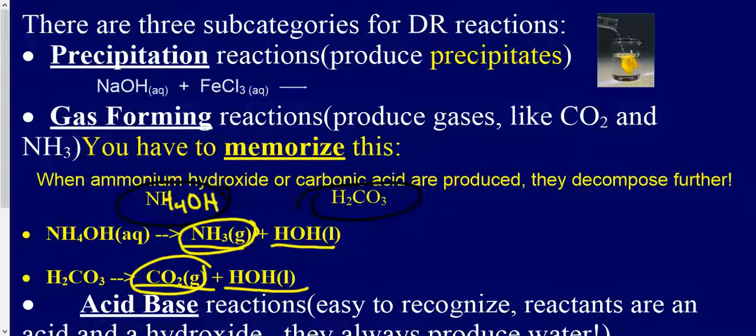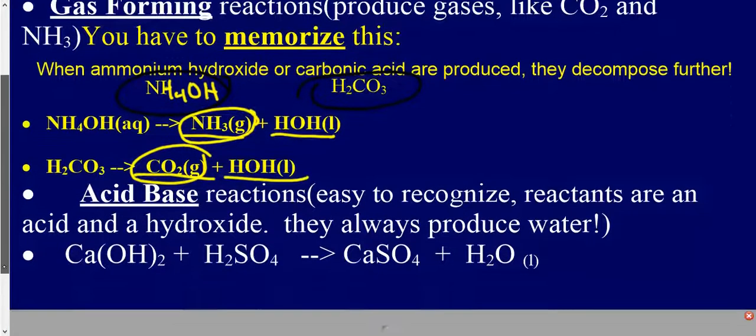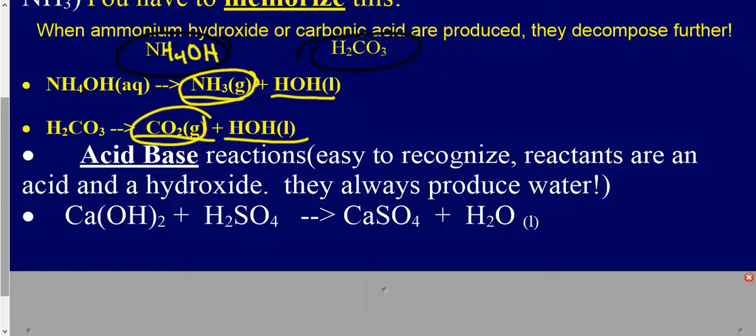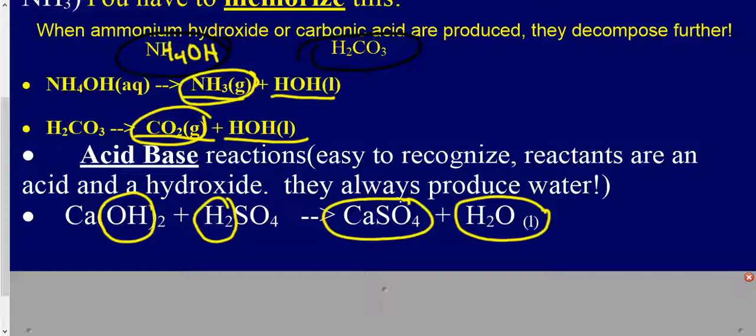Now, when you see these kinds of reactions, it doesn't look so much like a double replacement because you end up having 3 products on the right side of the equation. The third subtype is acid-base. These are easy to recognize because the reactants are an acid, starting with H, and a hydroxide, OH. And in the products, you'll always have water produced and a salt. So those are easy to recognize. We'll go into more about those later.